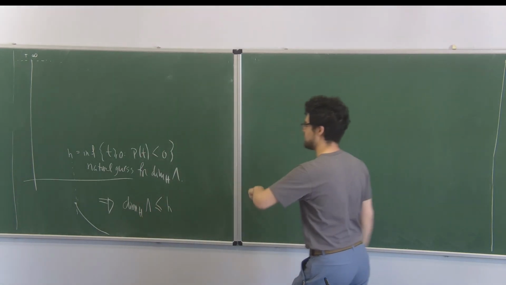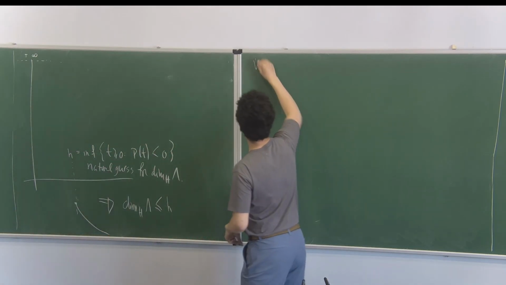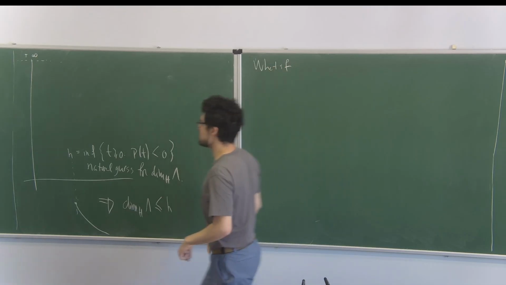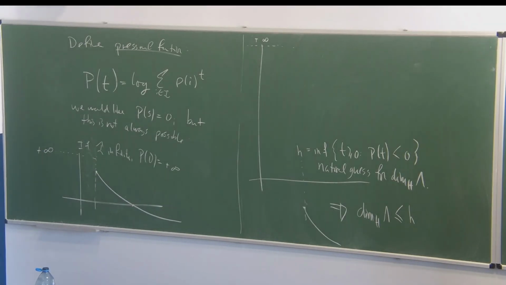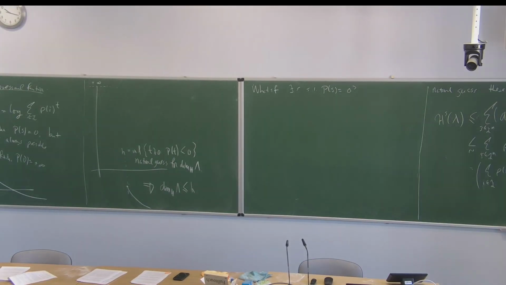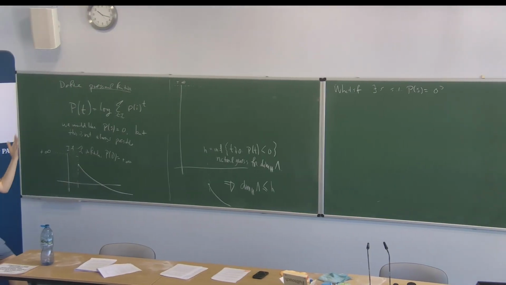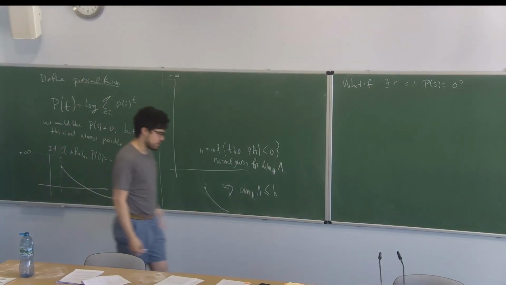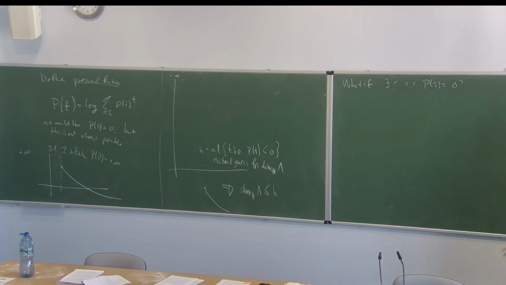Okay, so maybe then the next thing to mention is, what happens if this literally has a 0? So what if there exists an s such that p of s is 0? If there's literally a 0, then we're in better shape. Because in order to get an upper bound on dimension, we have to prove the existence of some cover. But in order to give a lower bound, we have to say something about all covers. In order to say something about all covers, the easiest way is to put a measure on the set, and you use something like the mass distribution principle.